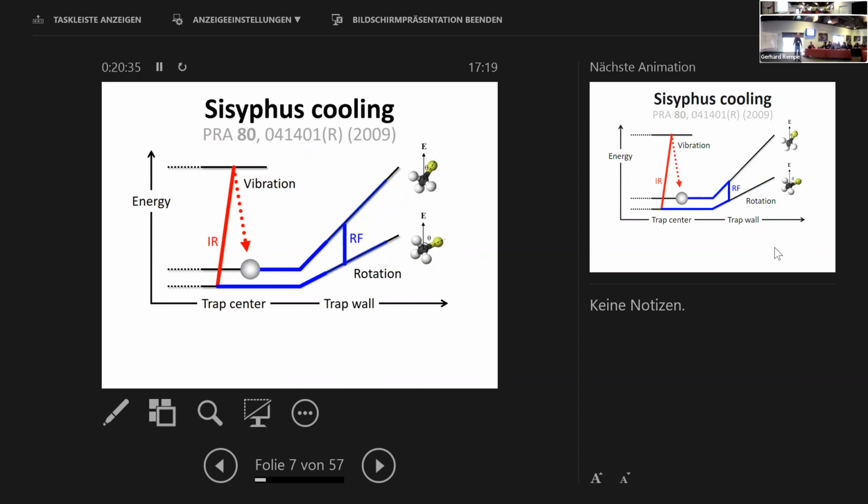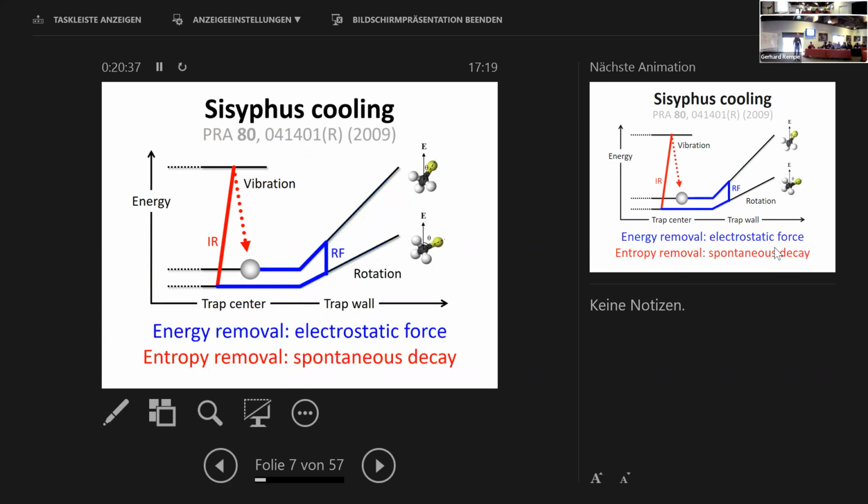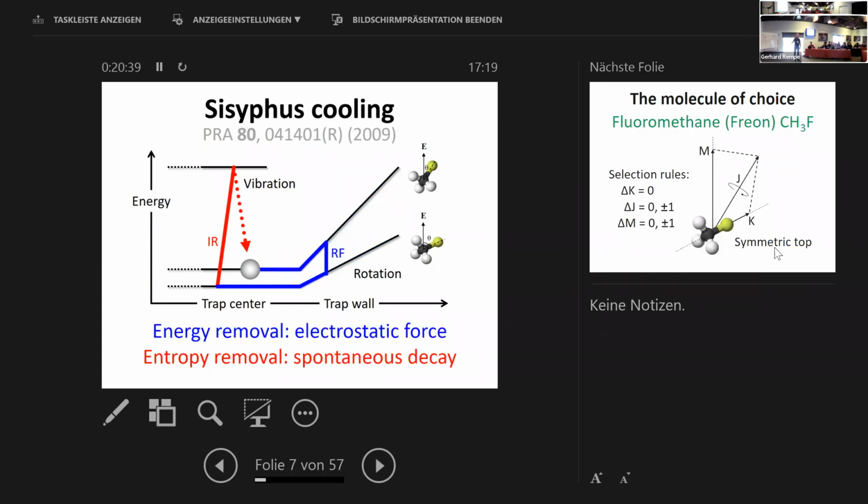So we change the radio frequency, move it down, and repeat. So that moves this way. By sweeping down the radio frequency, we cool, well, adiabatically is maybe the wrong word, because there's emission of photons carrying away the energy. But this is basically how the scheme works. The energy is removed by the electrostatic force of the trap, and the entropy is removed by the spontaneous decay of this vibrational state.